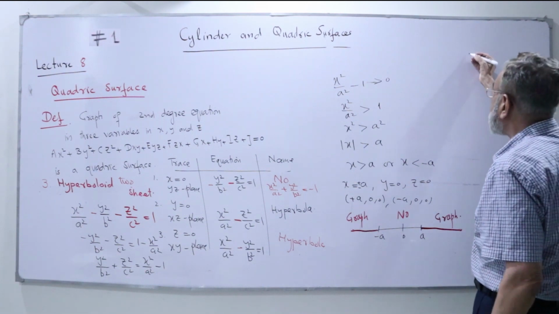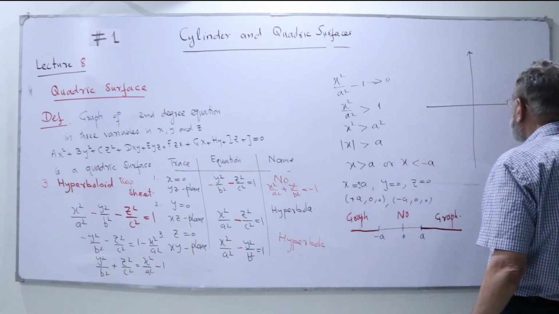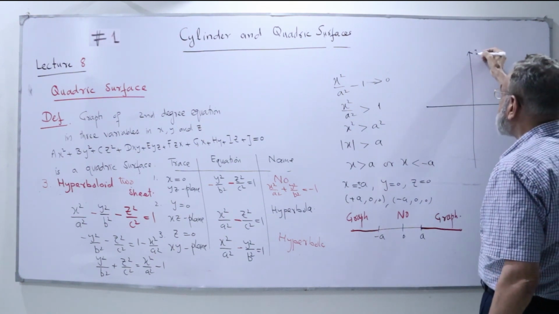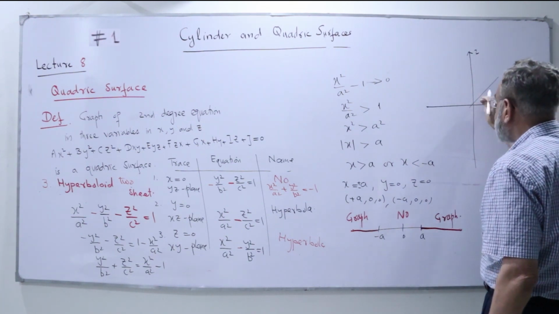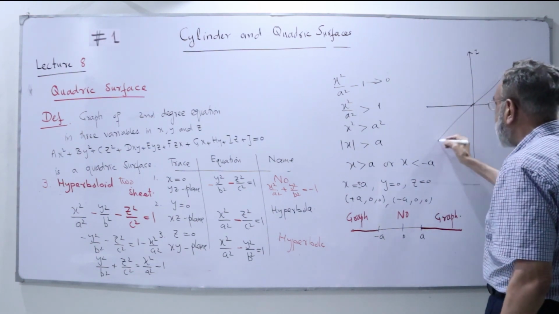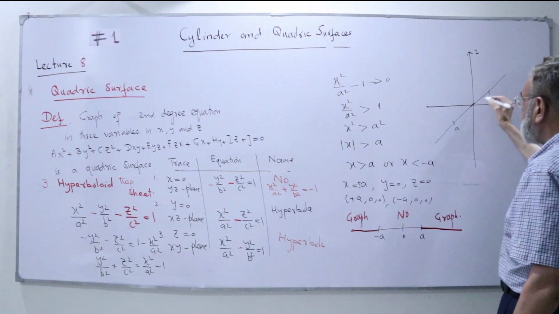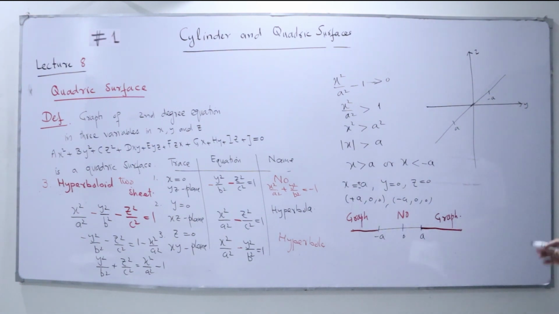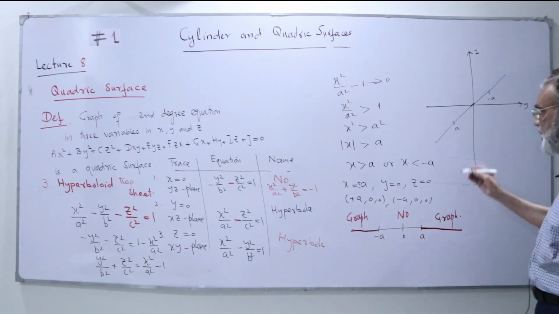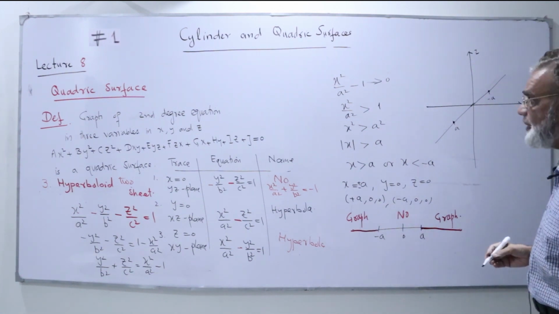We're having here the z-axis. This is my y-axis, this is my z-axis, and here is my x-axis. This is my a, and it's my minus a. There is no graph in between, and there is a graph other than that. So when we are having the values of x equal to a, then this is a point. And we take the yz plane.